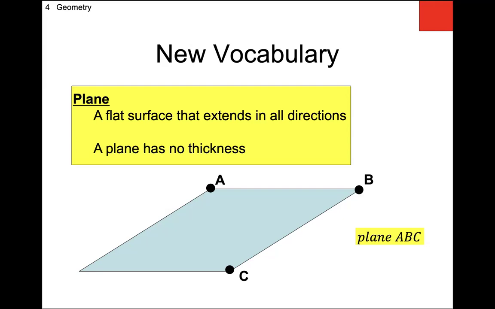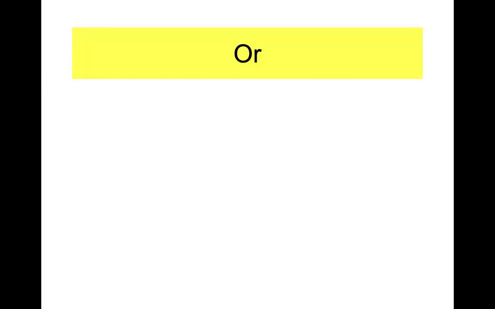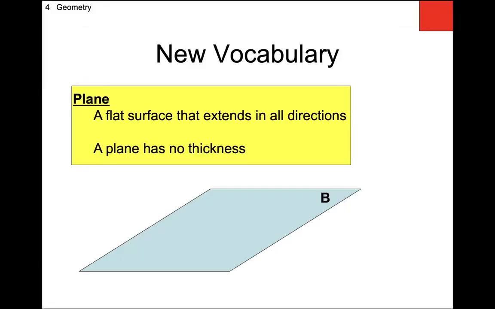Lastly, sometimes we'll have a very complicated diagram and we don't want to have points on the corners of our parallelogram. So there might be just a capital letter inside the plane or on the plane, and that we would say is plane B. You probably need to pause and rewind and play that again to make sure that sinks in.